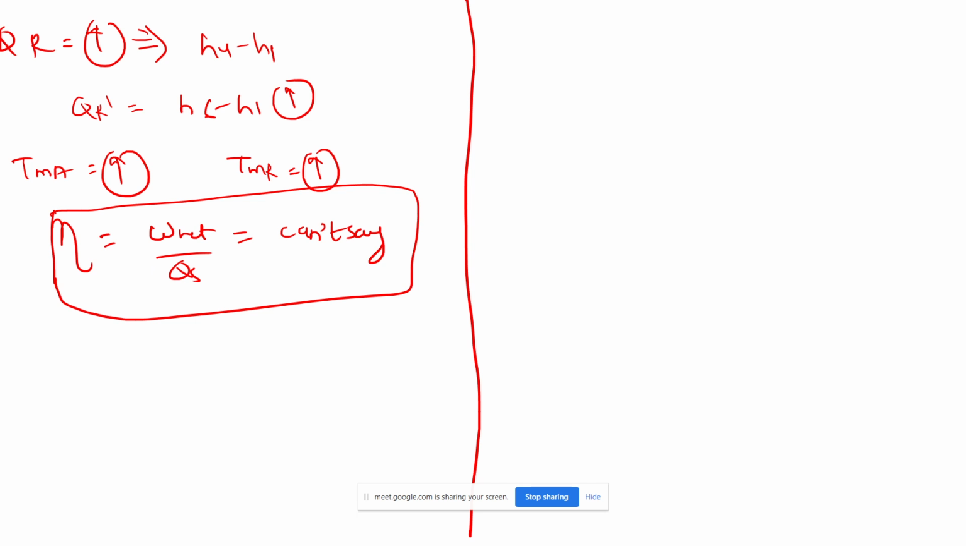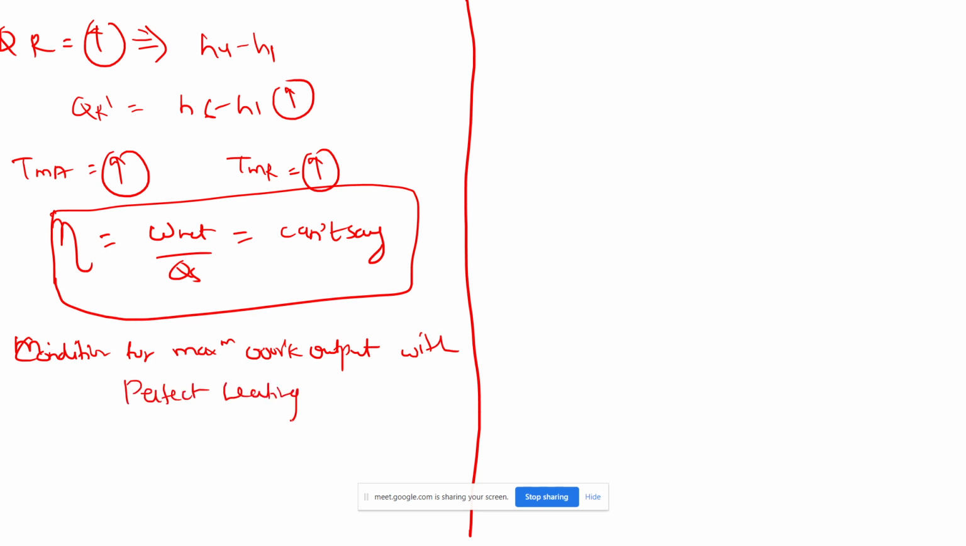Now, what will be the condition? Now we'll derive the condition for maximum work output with perfect reheating.